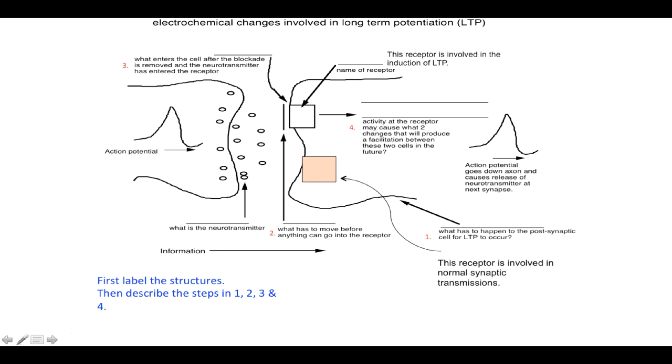At this point, I would like you to take a moment and look at this worksheet to figure out how LTP works and give you a chance to review some of the things that we've gone over. You'll want to label the structures first, so the items that don't have a number. So let's see, the neurotransmitter and the name of the receptor that's involved in the induction of LTP, and the name of the receptor that's involved in normal synaptic transmissions. Go here. And then describe the steps highlighted in these numbers 1, 2, 3, and 4.